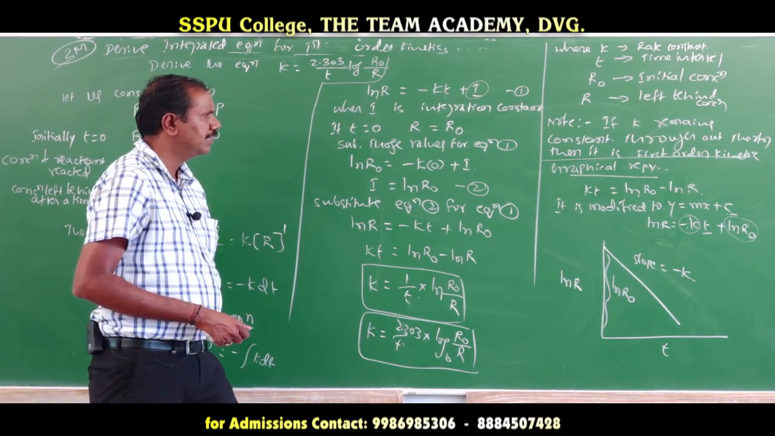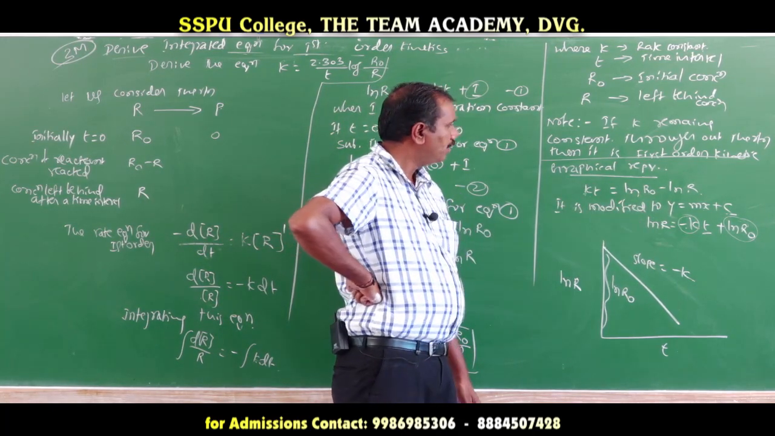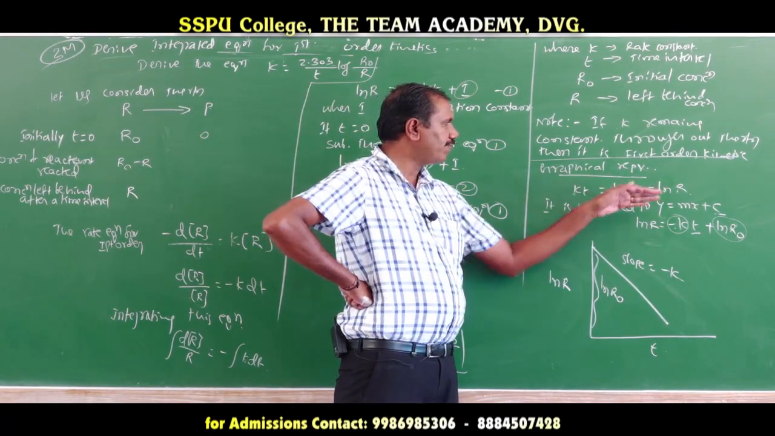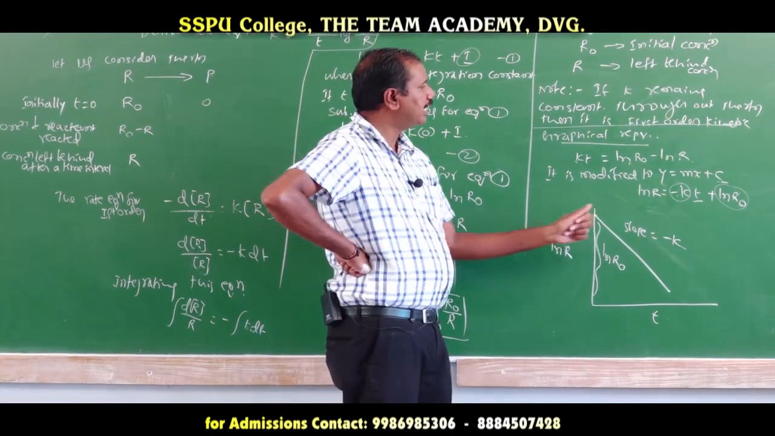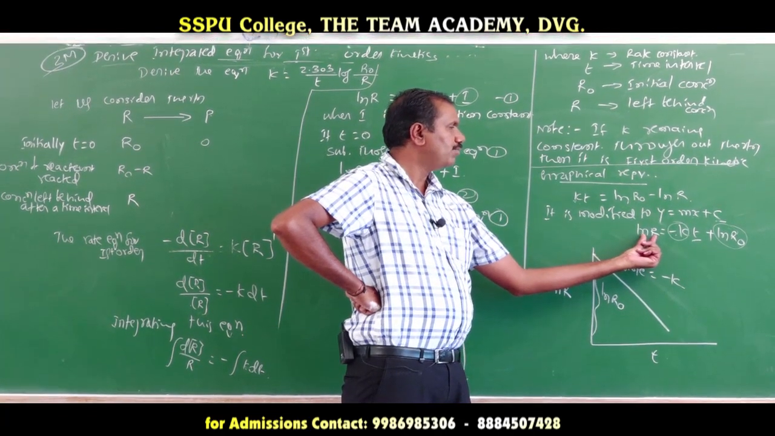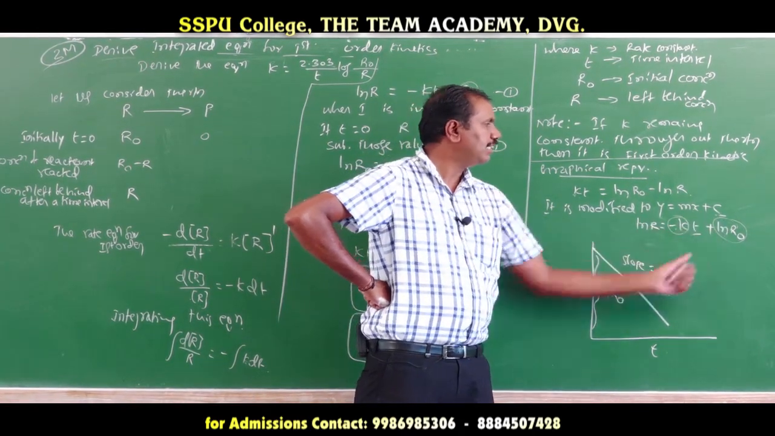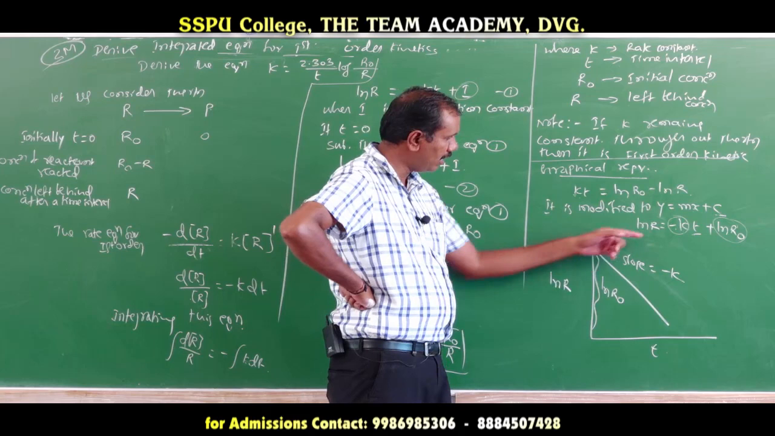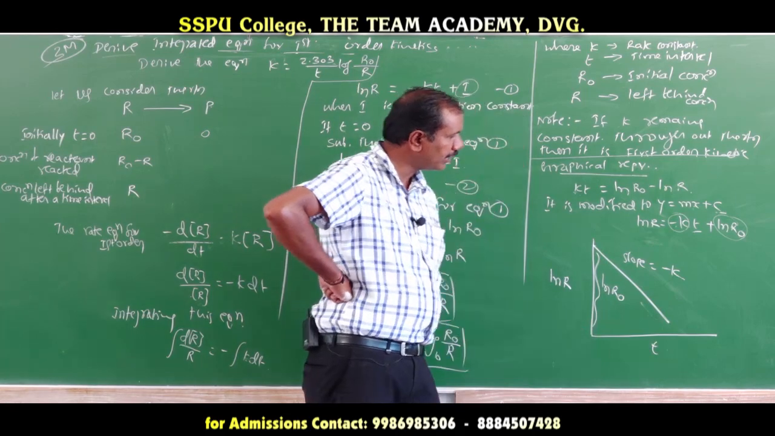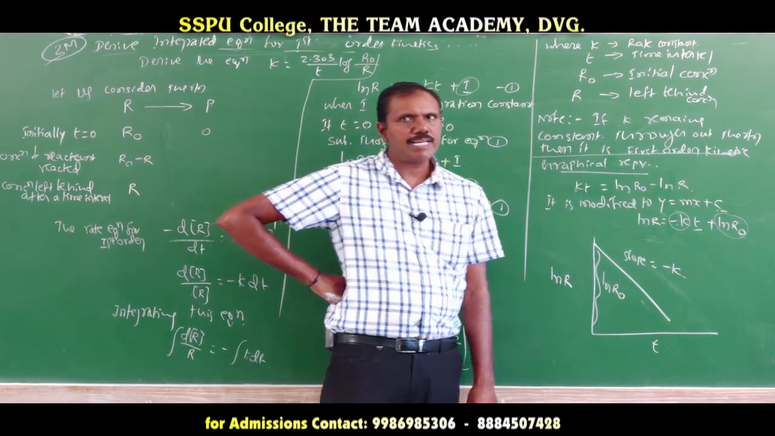Then write the graphical representation for this equation, where Kt equals ln R naught minus ln R. That is modified to the straight line equation y equals mx plus c. The left behind concentration is on the y axis, minus Kt is the slope term, and c is ln R naught. By plotting ln R versus T, as the time increases, the concentration of reactant goes on decreasing, so you get a negative slope with an intercept of ln R naught.